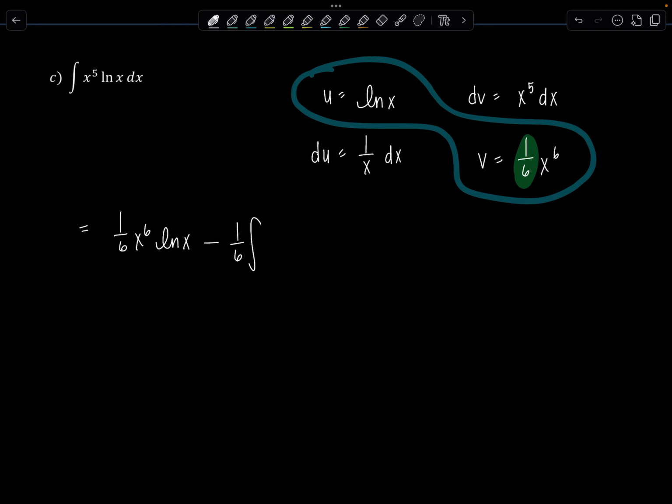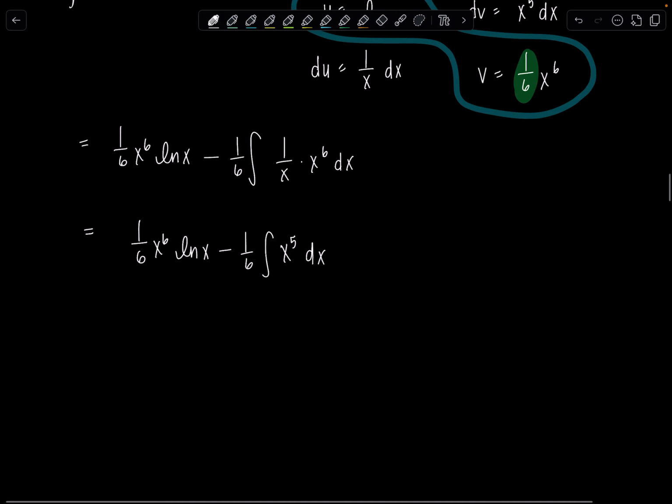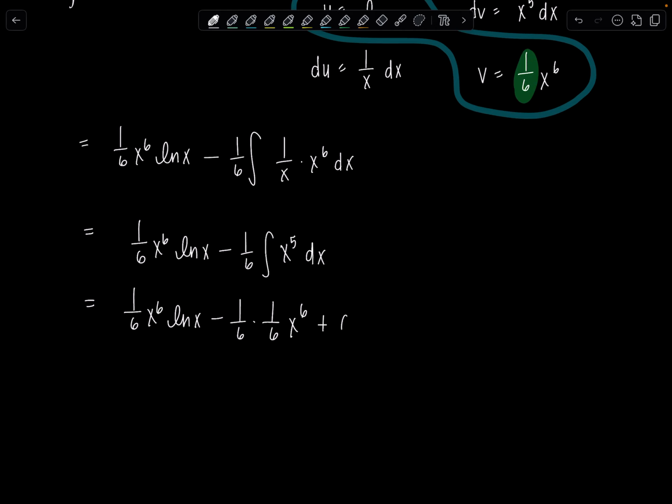And then I have 1 over x times x to the sixth dx. Oh, I'm hopeful. That's definitely something we can do. 1/6 x to the sixth, natural log of x, minus 1/6 integral. Now this is x to the fifth dx, right? Okay, very good. And then we have 1/6 x to the sixth, natural log of x, minus 1/6, antiderivative of x to the fifth is another 1/6 x to the sixth plus c.